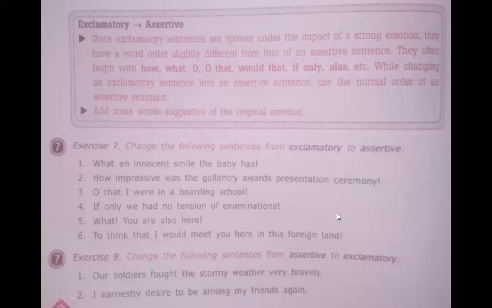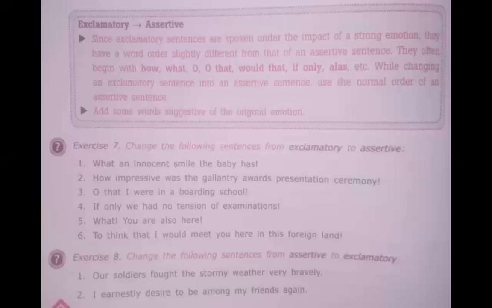Exercise 8. Change the following sentences from assertive to exclamatory. That we need to see. We have got assertive sentences before us, and these are to be changed into exclamatory. It's a vice versa of the exercise we've done. Oh my God, students have prepared it very well. So see the next sentence. Our soldiers fought the stormy weather very bravely.